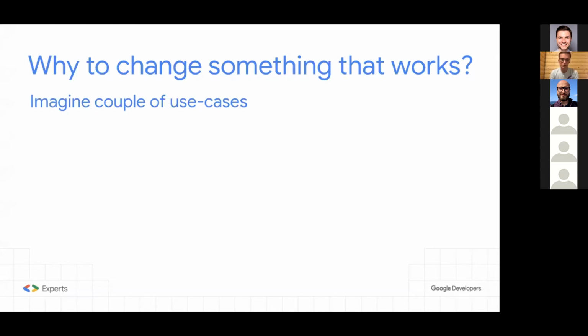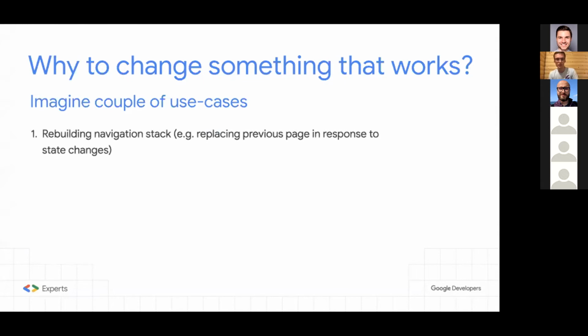In what circumstances could you use this kind of behavior? Because it sounds complicated and maybe you just don't want to listen about it, let's imagine a couple of use cases. For instance, if you want to rebuild your navigation stack, for example, replace some previous page in response to state changes. Let's say your user navigated to the item from your push notification in your shopping cart, and then when the user goes back, you want to not close the application, but just let them go back to the categories of the products. This is one case.